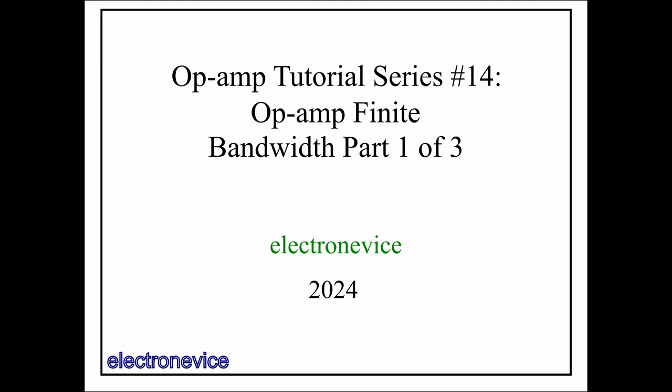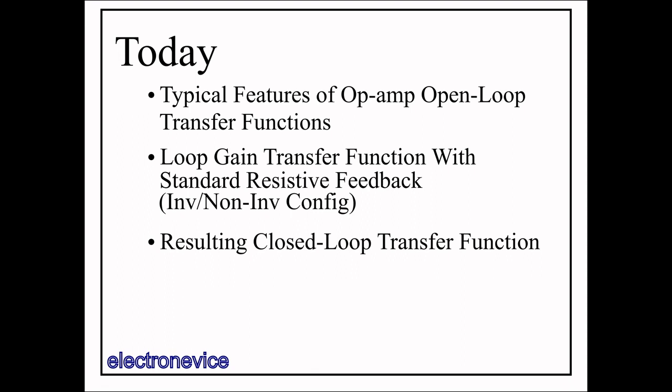Everyone. Welcome to episode 14 in the op-amp tutorial series, op-amp finite bandwidth part 1. Today we're going to start by going over the typical features of the real open-loop gain transfer function of op-amps by taking away the infinite bandwidth and infinite gain approximations. Then using this we'll show some loop gain transfer functions with some standard resistive feedback networks, and then show how the feedback and loop gain transfer functions translate into closed-loop gains.